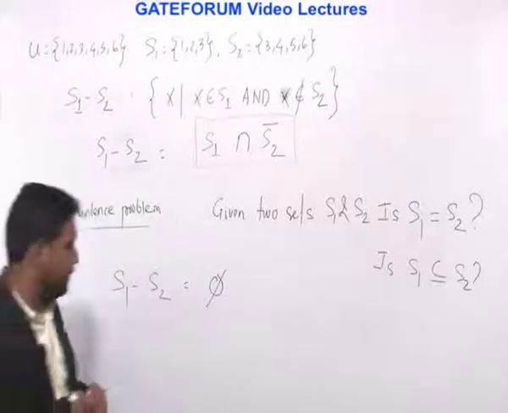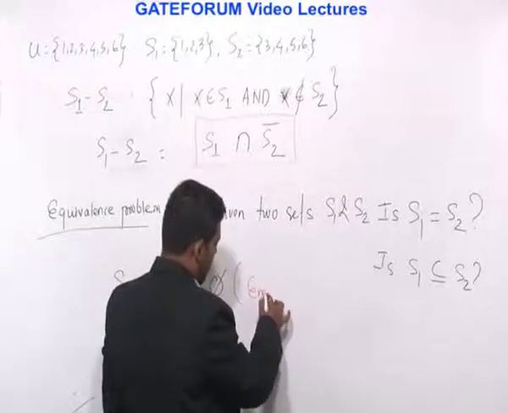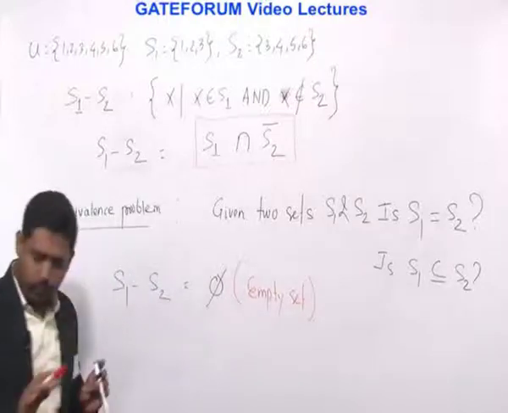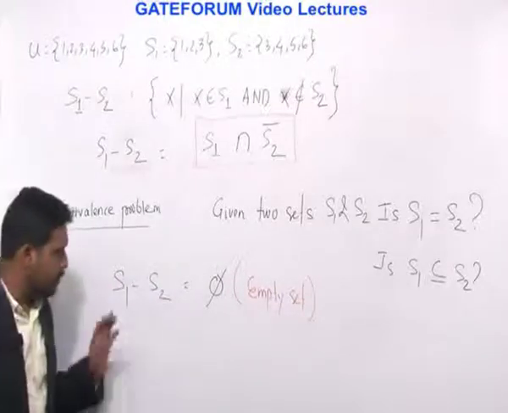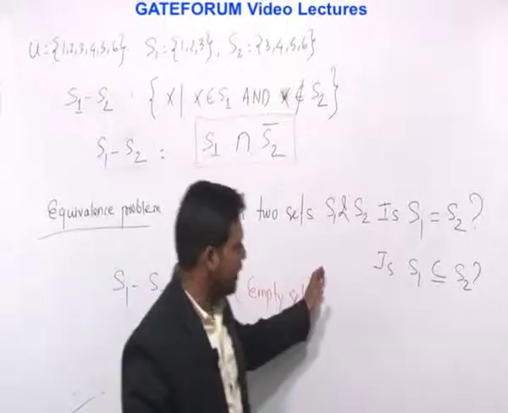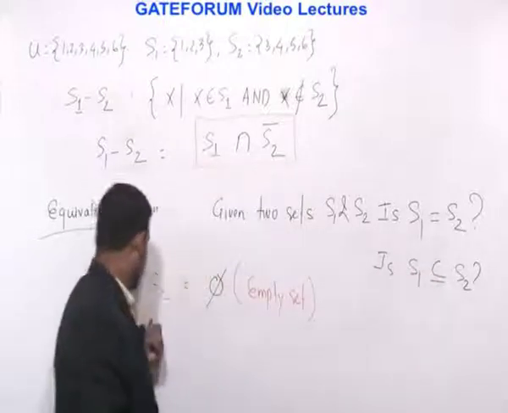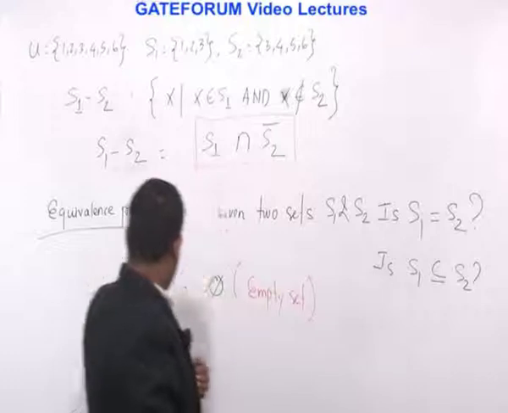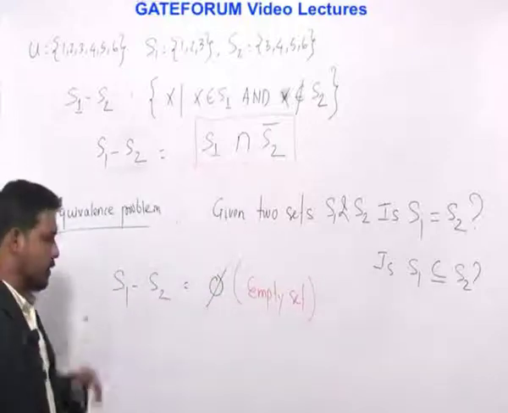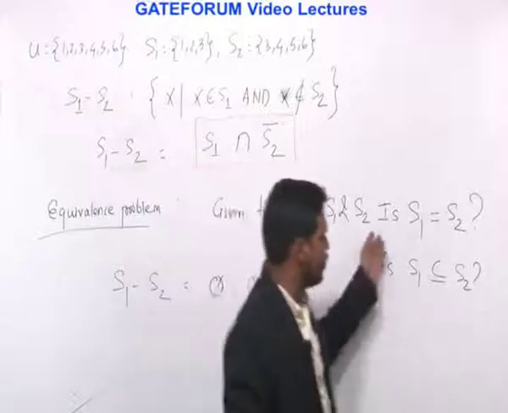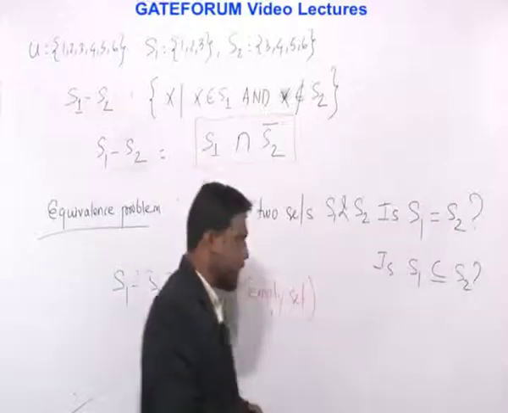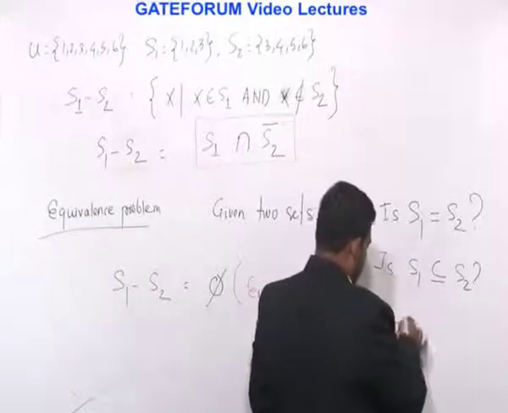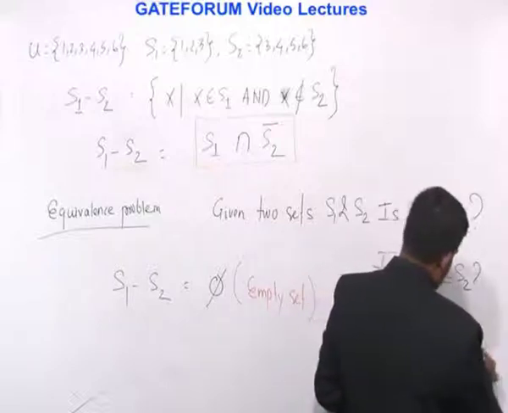What is phi? Phi is an empty set. So if S1 minus S2 is phi, this implies that S1 is a subset of S2. But that will not prove that S1 is equal to S2. That will not prove the second part, that they are equal. It is only saying one part, that S1 is a subset of S2. What I also need to see is that S2 is a subset of S1.